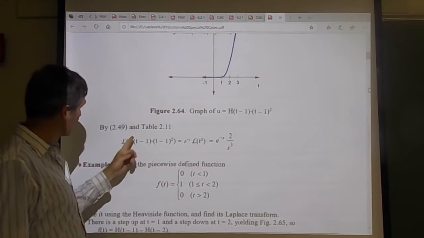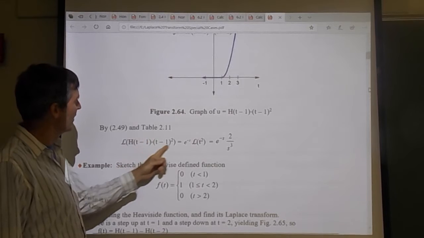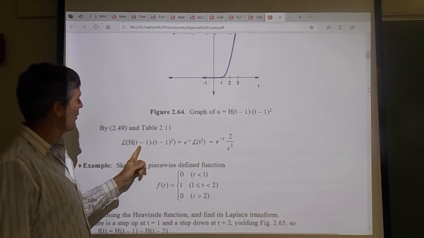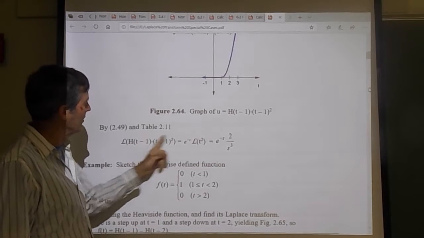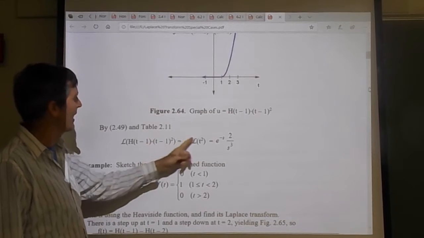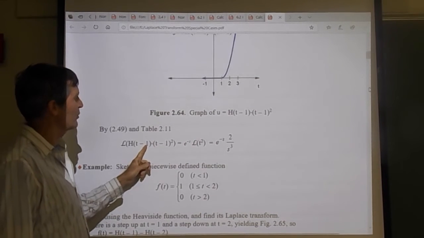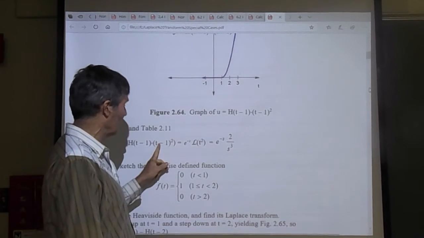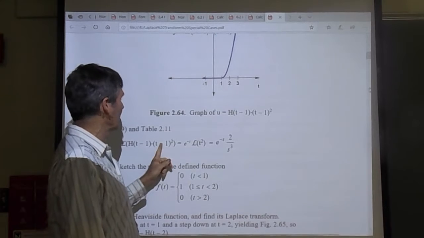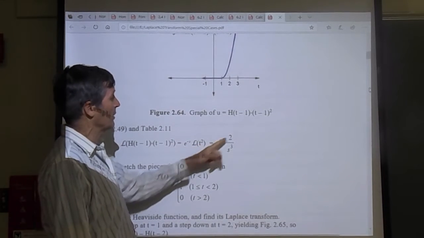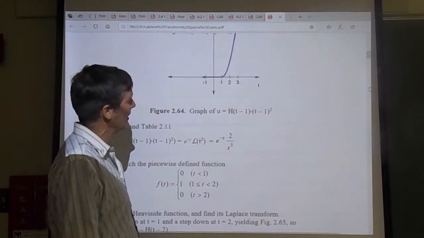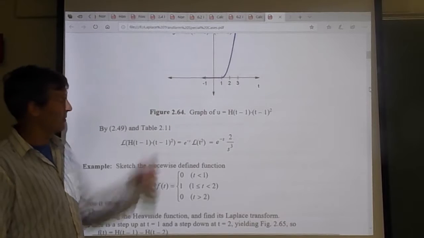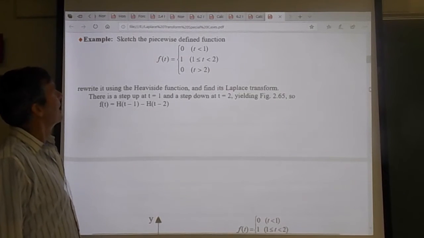By the theorem we just did, well, it's h of t minus 1 times f of t minus 1, where f of t is t squared. So by the theorem, it's equal to e to the minus 1s, right? Whatever is subtracted, 1 coming from here, e to the minus 1s, times the Laplace transform of this function without the shift. So what's the usual Laplace transform of t squared? Oh, we remember 2 over s cubed from the table, right? So e to the minus s times 2 over s cubed is the Laplace transform of this very function we drew here. How about that?